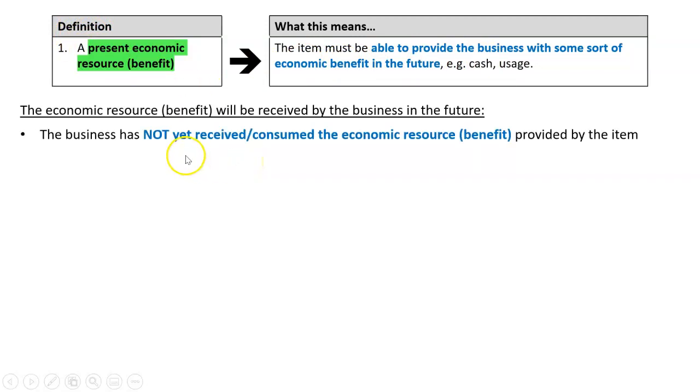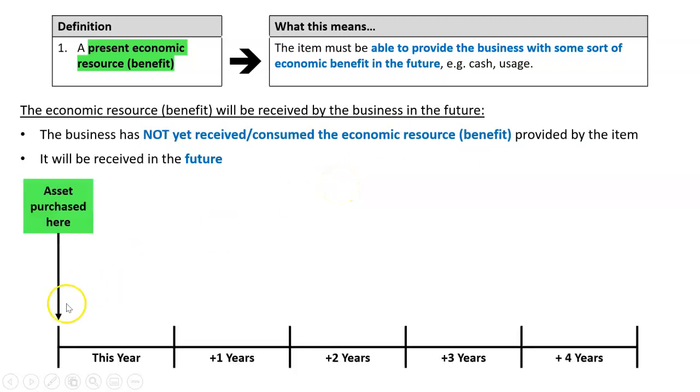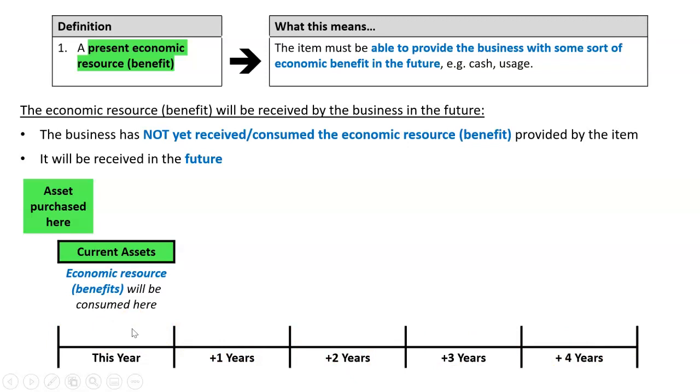In the future, the business has not yet received or consumed the economic benefit of that item. It will be consumed or received in the future. So whatever asset we acquire today, we haven't got the benefit from it yet. It could be we're going to get the benefit within the next year, and that's called a current asset, which we'll deal with, current and non-current assets, later, so you don't need to remember this now. It's just to give you a heads up.